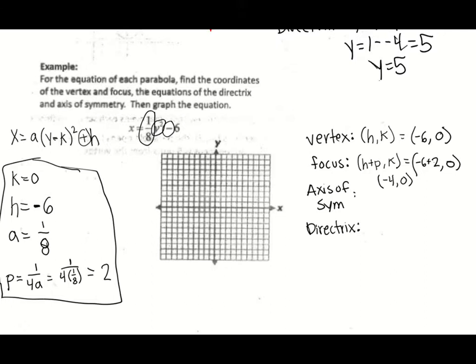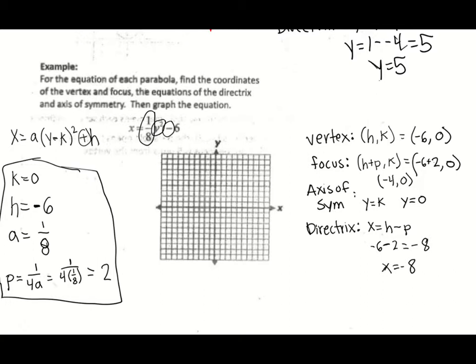My axis of symmetry is y equals k. Well, in this case, we have y equals 0. And then the directrix is x equals h minus p. And in this case, h minus p, we have negative 6 minus 2. And that equals negative 8. So we get x equals negative 8.